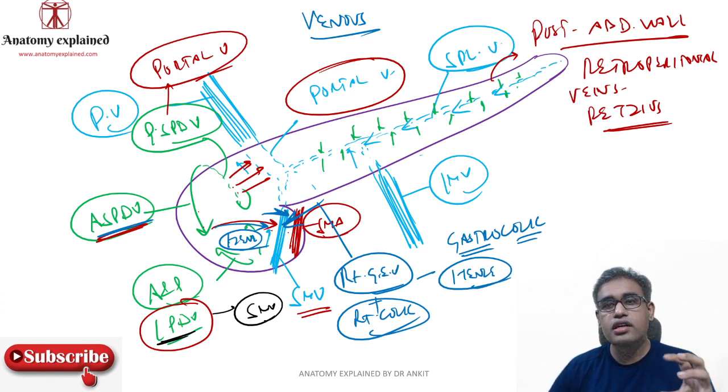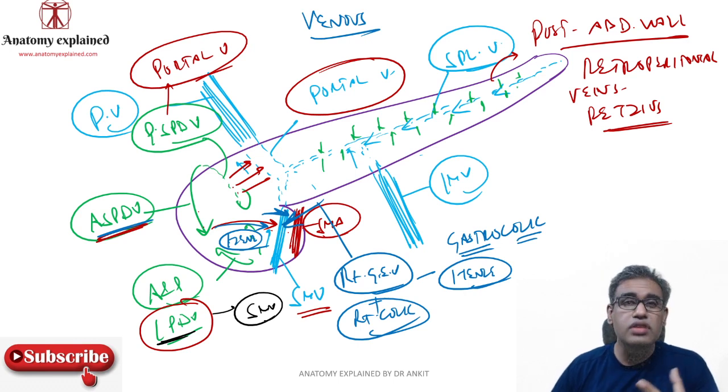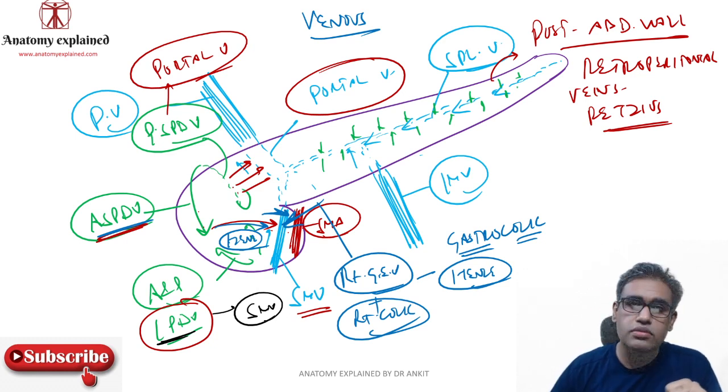So it is better to be aware of this: in cases of cirrhosis of the liver or any cases of portal hypertension, you can have the retroperitoneal anastomosis, portocaval anastomosis.